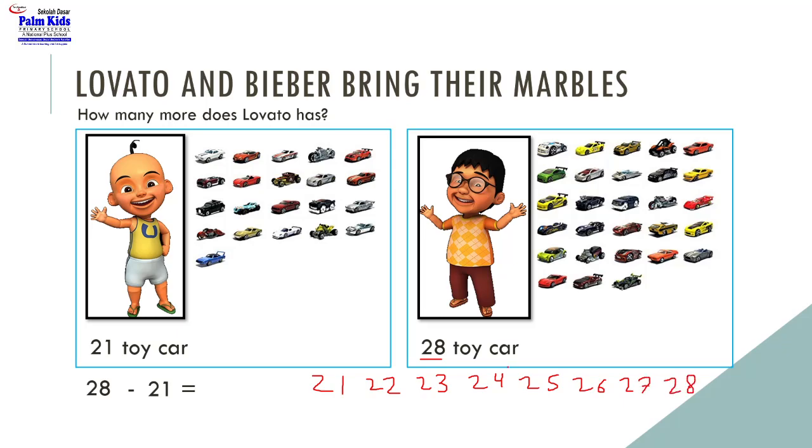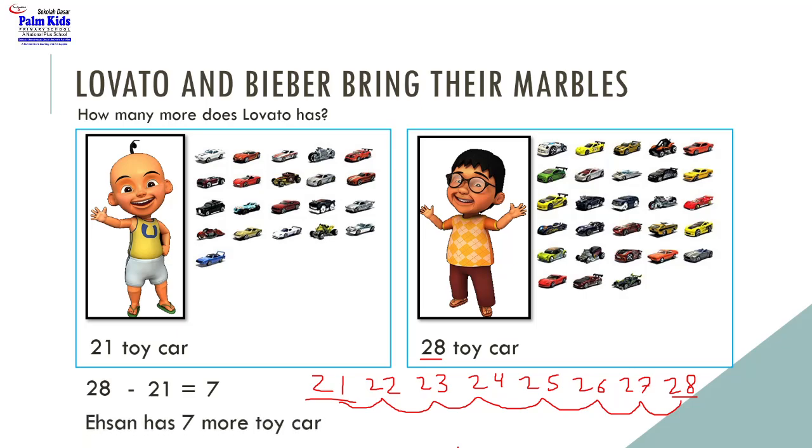You write down the numbers from the start to the end and then count how many times. 1, 2, 3, 4, 5, 6, 7. So the difference of 28 and 21 is 7. Now you can write down that Ehsan has 7 more toy cars. Okay, class? Pretty easy, right?